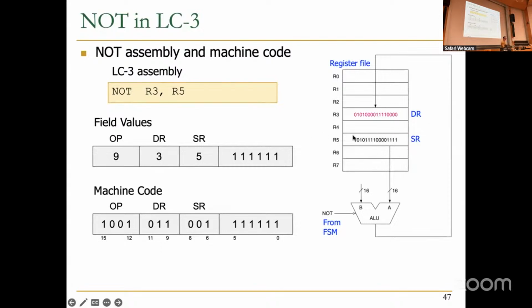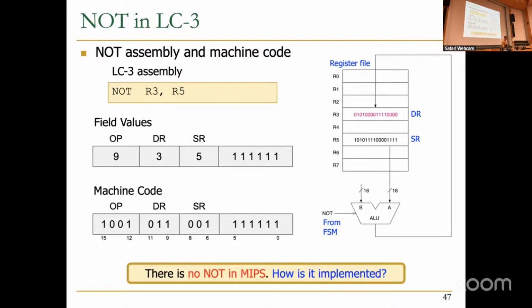You take the value in the source register, bring it to the ALU. The ALU performs a bitwise NOT, and you get that from the finite state machine, meaning the decoded instruction. The instruction register's decoded version specifies that this is a NOT, and generates a control signal saying the ALU should perform a bitwise NOT. And you get the bitwise NOT of the source register into the destination register. So this is all done in microarchitecture using control signals.